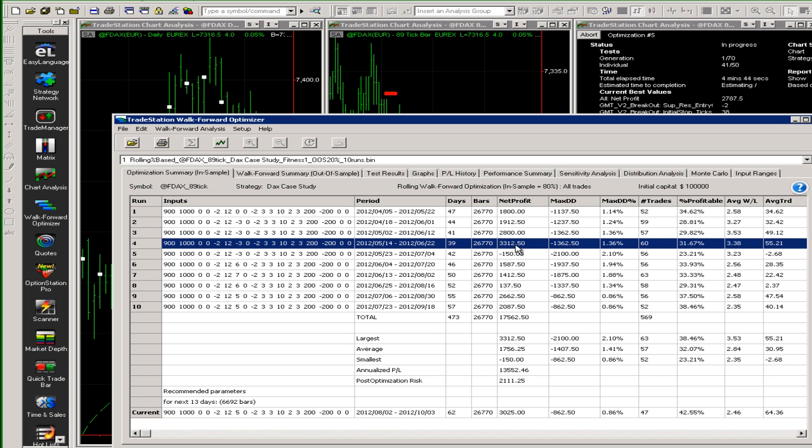Actually, there was one more profitable. But see the average trade net profit at 55.21? Not quite as good, was it? And the average win rate wasn't as good as well. So that gives us a really good look. So we'll go back here.